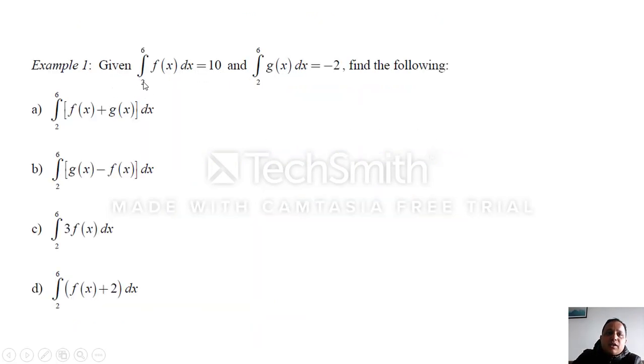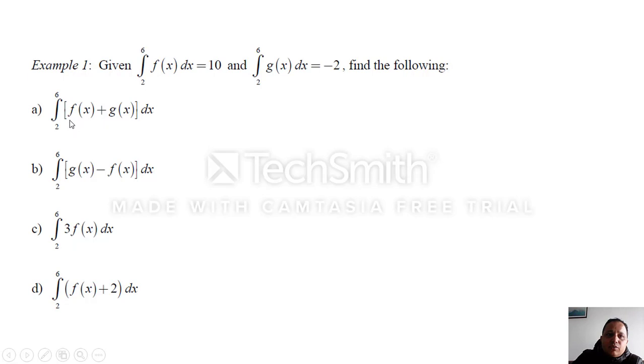So you are given a function, the integral of f of x dx from 2 to 6 equal to 10. The value is given as 10. And the integral of g of x from 2 to 6 is -2, and you are asked to find the following. But if you look at this one, this is not separated, so you use the property, or you use the rule, the sum and difference rule.